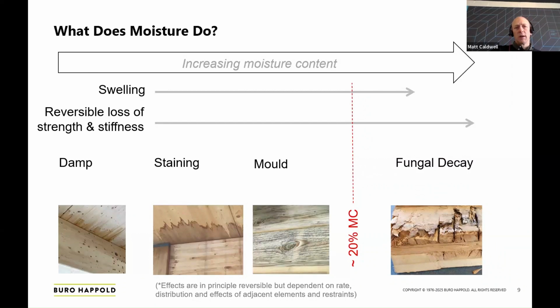You've also got moisture movement effects, so principally swelling of the timber perpendicular to the grain, and the timber does have a loss of strength and stiffness while it is at a higher moisture content as well. So all of that really needs considering.